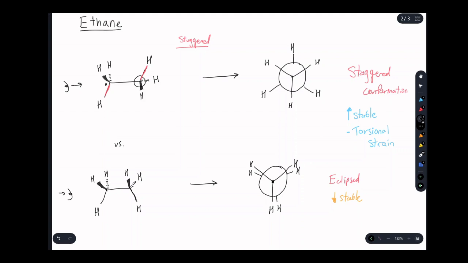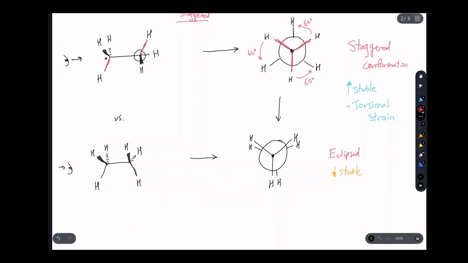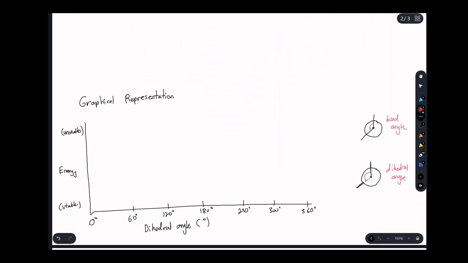So essentially, as you rotate these hydrogens, we can imagine, let's take this front carbon to convert it to this Newman projection. If we took this front carbon, which is everything connected to the front carbon, and rotated it 60 degrees, we would be able to make the eclipsed conformation, as all these hydrogens would be overlapping. Another 60 degrees, and you'd be back to staggered. A way to understand this is with a graphical representation.